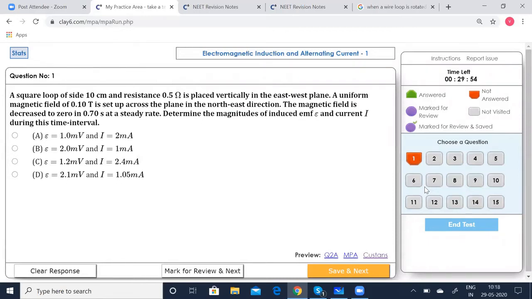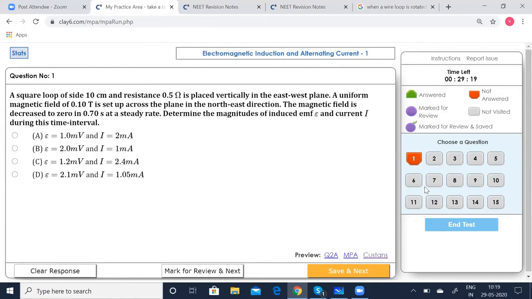The square loop of side 10 centimeters and resistance 0.5 ohms is placed vertically in the east-west plane. A uniform magnetic field of 0.10 Tesla is set up across the plane in the northeast direction. The magnetic field is decreased to 0 in 0.70 seconds at a steady rate. Determine the magnitudes of induced EMF E and current I during this time interval.